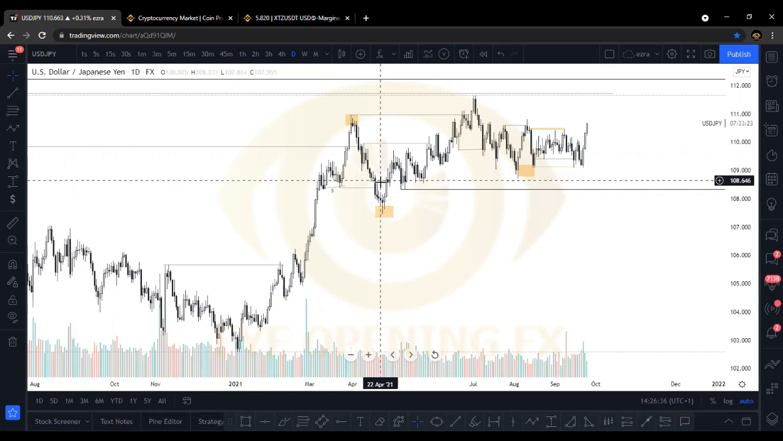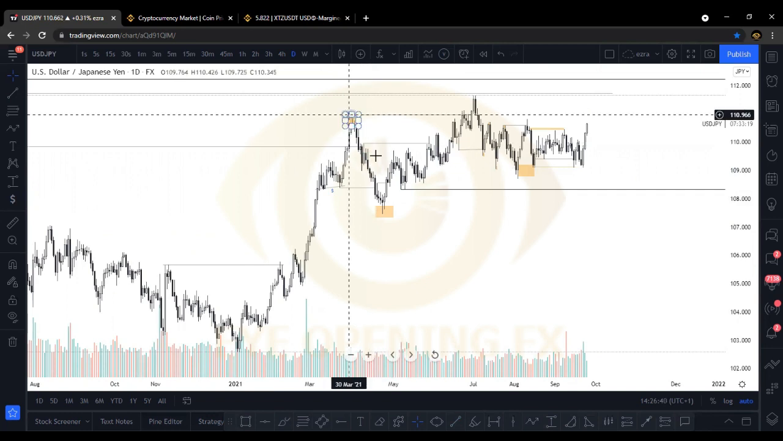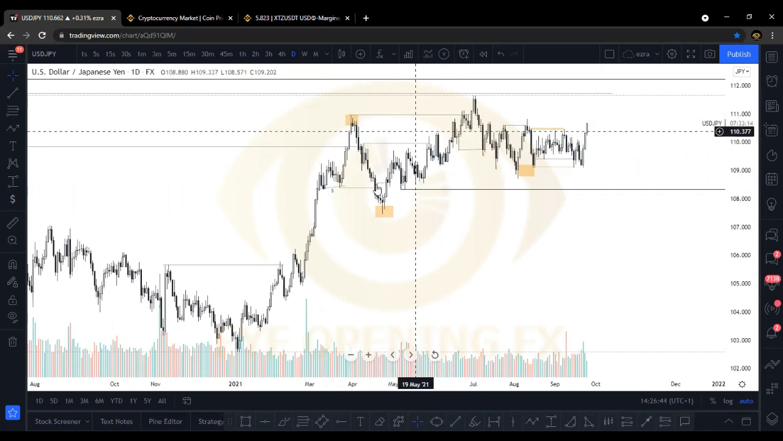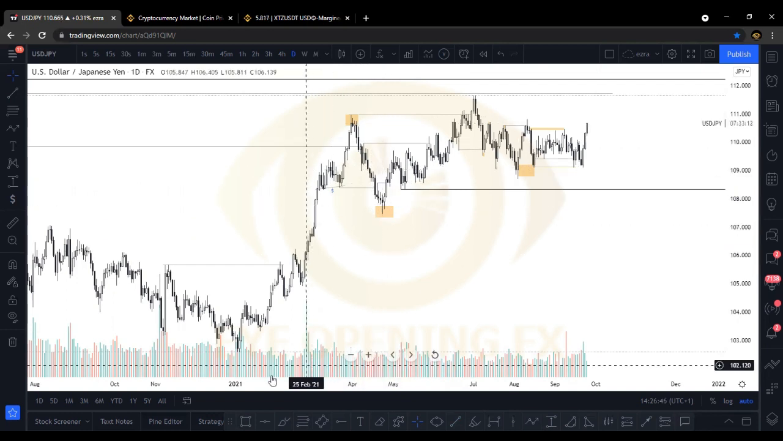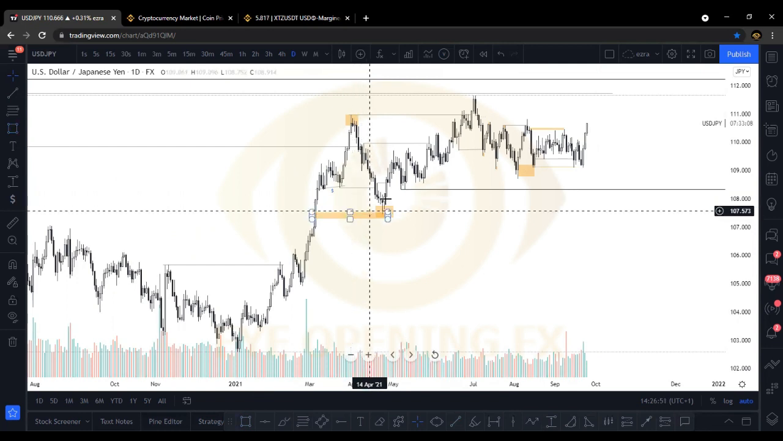This is the first minor BMS, while this one is the internal BMS that we have here. Since market has given that, it has shown that it will continue to the upside. But even without that, as market gets to our sell zone, you already know that you are buying.